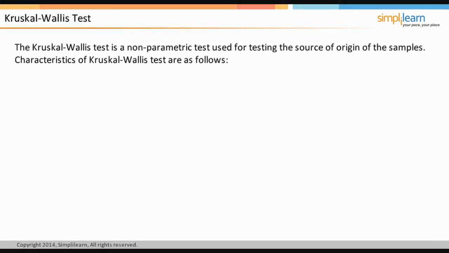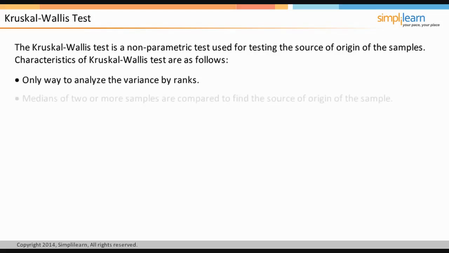In this screen, we will learn about the Kruskal-Wallis test. The Kruskal-Wallis test is named after William Kruskal and W. Allen Wallis. It is also a non-parametric test used for testing the source of origin of samples, for example, whether the samples originate from the same distribution or not. The characteristics of the Kruskal-Wallis test are as follows. It is the only way to analyze variance by ranks.